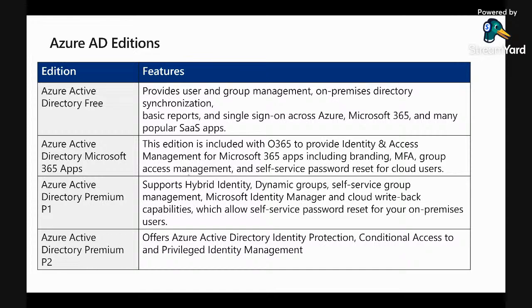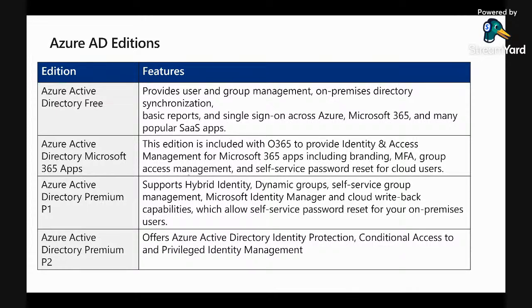Now, if you go to Azure Active Directory Premium P1, you get additional features like dynamic groups, self-service group management, identity management, and cloud write-back, because this gives you hybrid capability, and you're able to set up self-service password reset both for your cloud users as well as your on-premise users. Then for Premium P2, you'd have additional features like identity protection, conditional access, privileged identity management, and the likes.